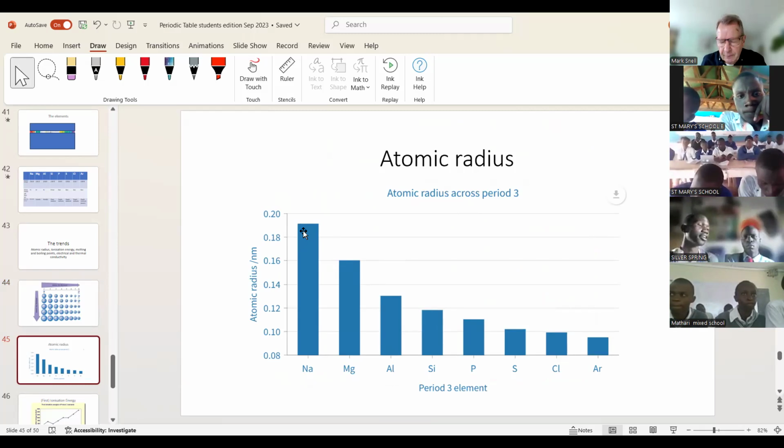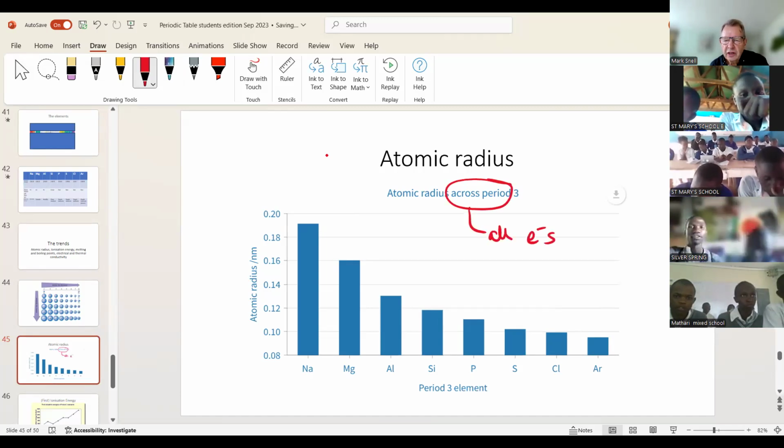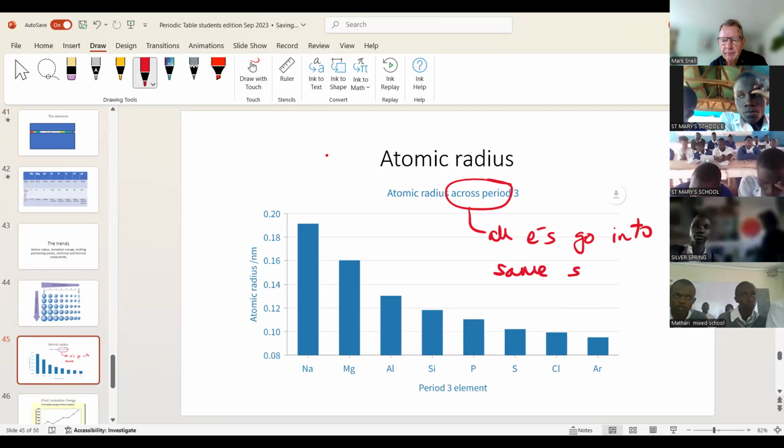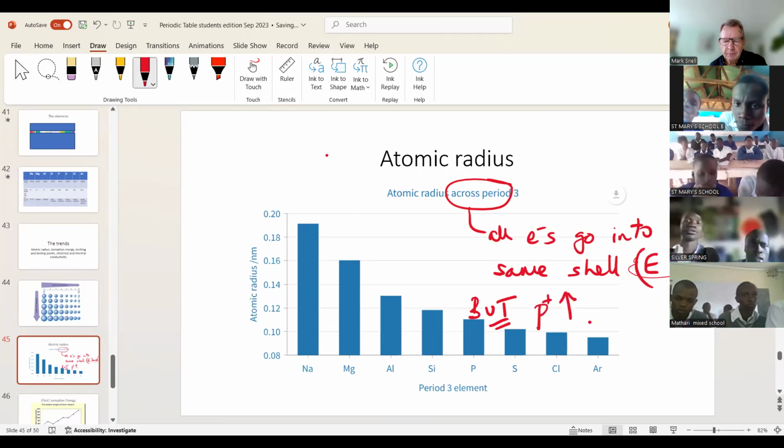The reason for this is that across any period, all of the electrons go into the same shell. Okay, so let me just write on this. So across a period, all the electrons go into the same shell or energy level. Means the same thing. But, and this is the big thing, the number of protons increases.